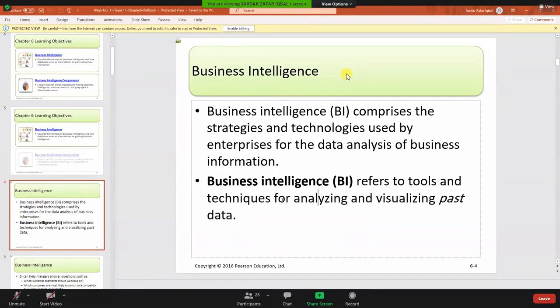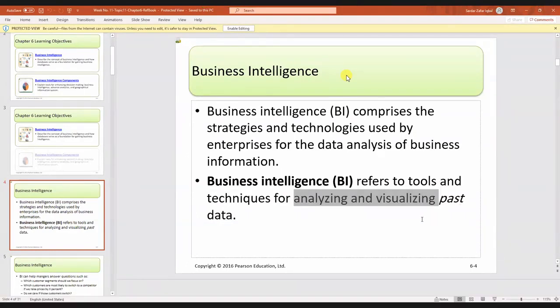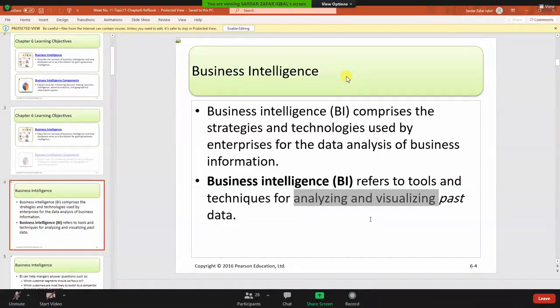So analyzing and visualizing past data, historical data. Based on historical data, you can forecast, you can predict about the future, and you can create the strategies.